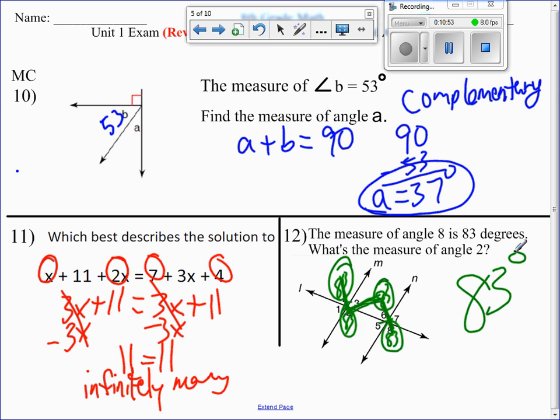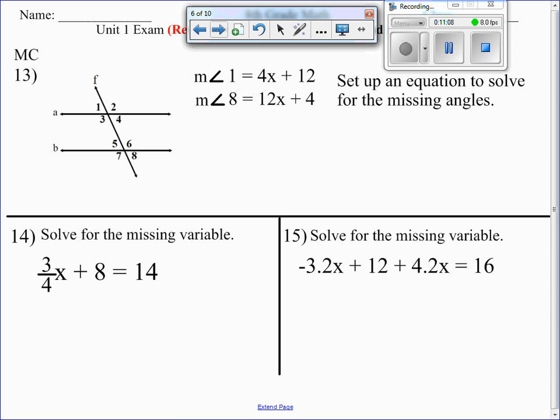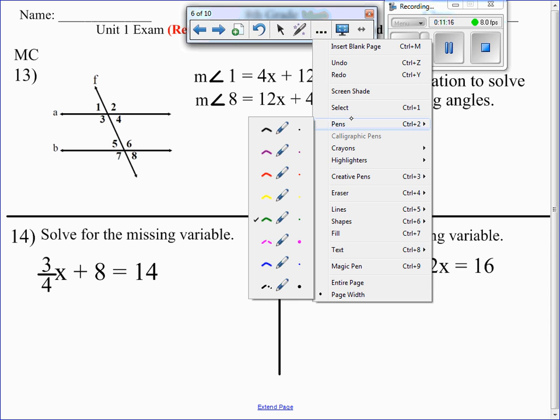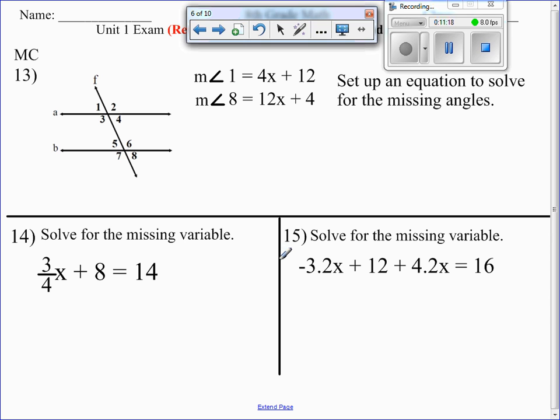Remember, in this kind of situation, ask yourself, are the angles congruent? If the answer is yes, then they're equal to each other. If the answer is no, then they're supplementary to each other. So remember that when we get later in certain types of questions. Here's that type of question. Number 13, the measure of angle 1 is 4x plus 12. That's right here.